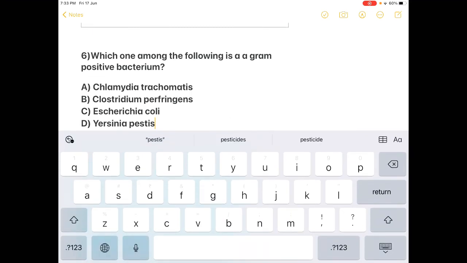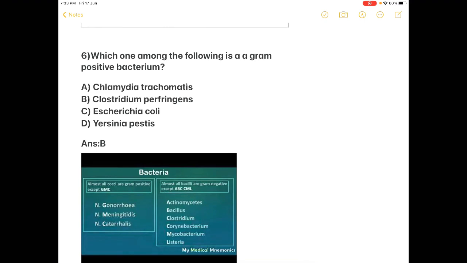Next question. Which one among the following is a gram-positive bacteria? A, Chlamydia trachomatis; B, Clostridium perfringens; C, E. coli; D, Yersinia pestis. The correct answer here is B. Clostridium is a gram-positive bacteria.